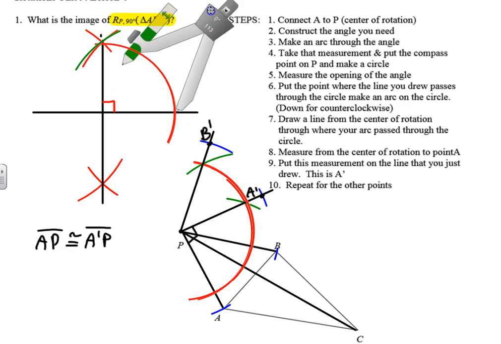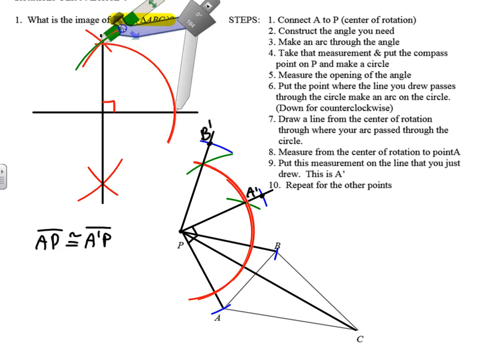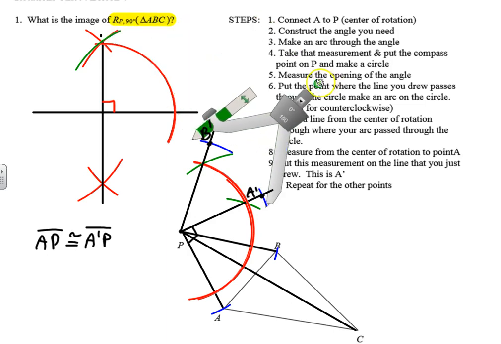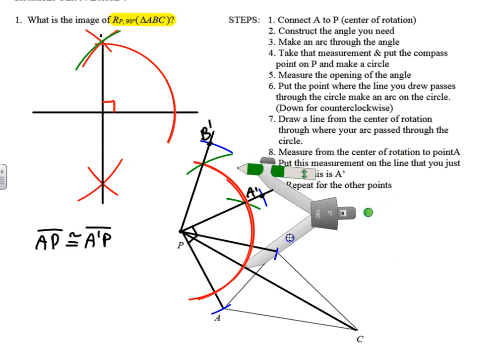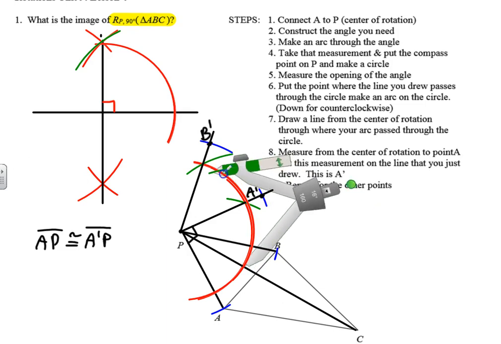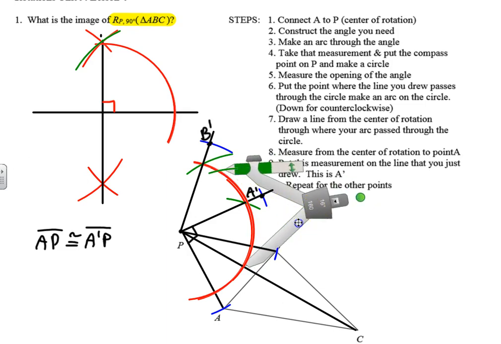So here it is. Let's open it up a little bit. Okay, there's the opening of the reference arc. So now I'm going to come down and I'm going to copy that angle. So from this line down to C, I copy that angle, goes through there.